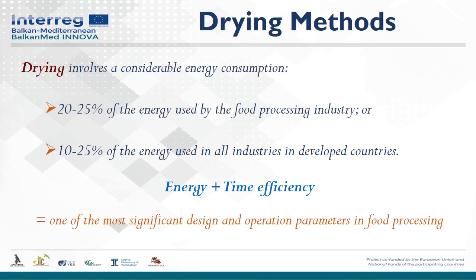During drying methods, the loss of water from the foods is a process that needs lots of energy, and drying involves a considerable energy consumption, such as 20 to 25% of the energy used by the food processing industry, or 10 to 25% of the energy used in all industries in developed countries. Well, energy together with time efficiency represent one of the most significant design and operation parameters in food processing.